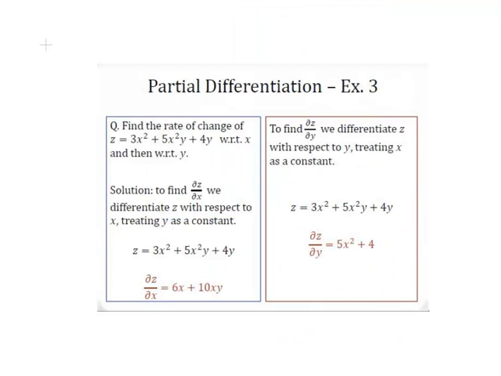So what we have here is the third exercise. Actually, I'm not finished on the second partial derivatives yet, but we'll just come to this third example. Find the rate of change of z equals 3x squared plus 5x squared y plus 4y with respect to x and then with respect to y. So this is the first and second order partial derivatives. I'm going to skip by this because it's just a repetition of what I've done already. It's a very straightforward differentiation exercise. All we're doing is treating some terms as constant and then getting the derivative of other terms.